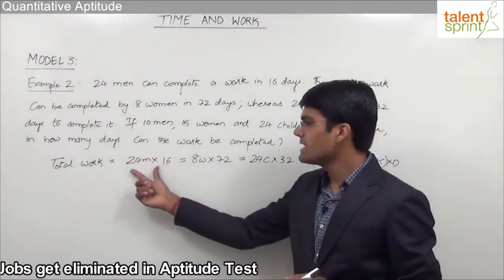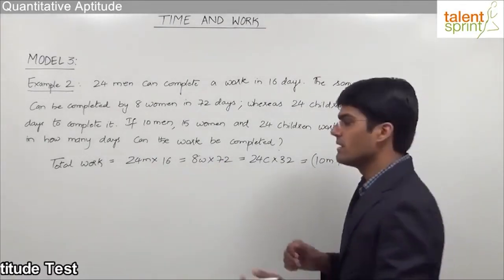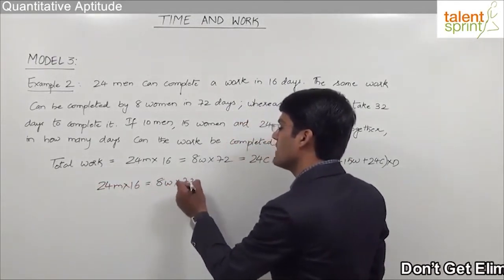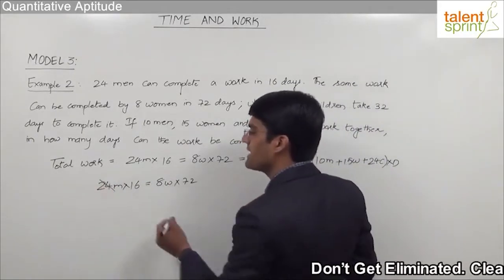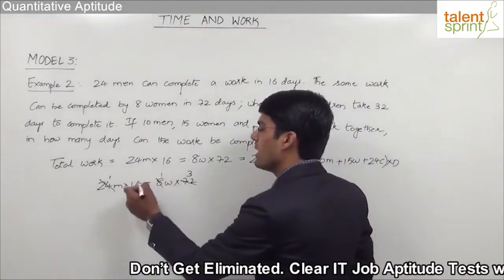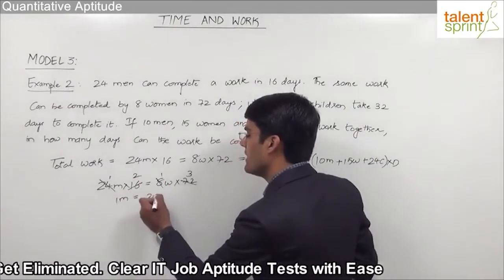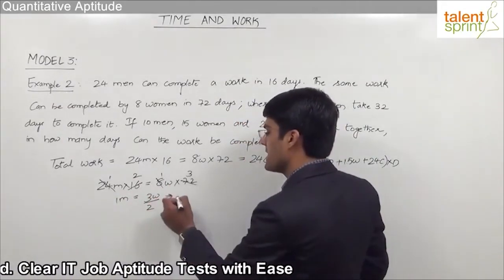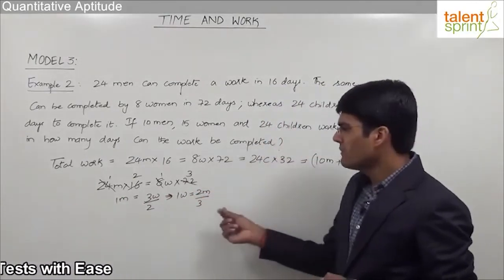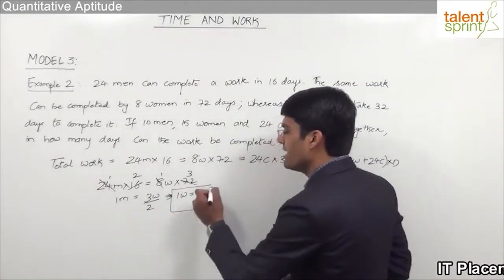So from this we can say that 24 men into 16 days is equal to 8 women into 72 days. So 24 men into 16 should be equal to 8 women into 72. Let us try to simplify this. We can say that 24 into 1 and 24 into 3 gets cancelled here, and 8 into 1 and 8 into 2 is 16. So we can say that one man will be equal to 3 women by 2, or one woman equals 2 men by 3, or 2/3 of a man. So the capacity of one woman is 2/3 of the capacity of a man. This is the conversion of women in terms of men.